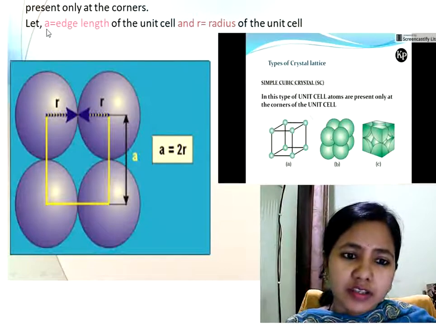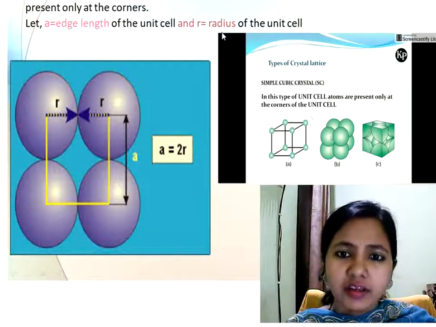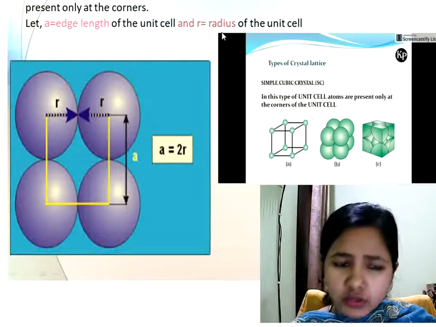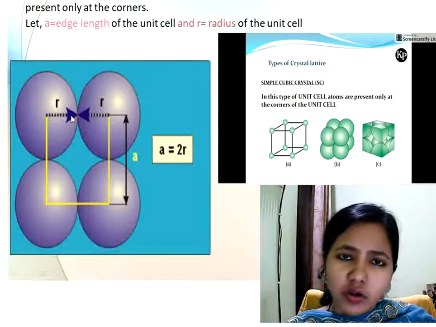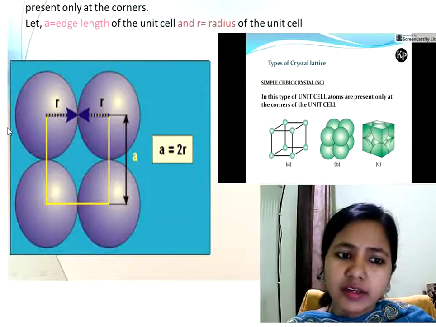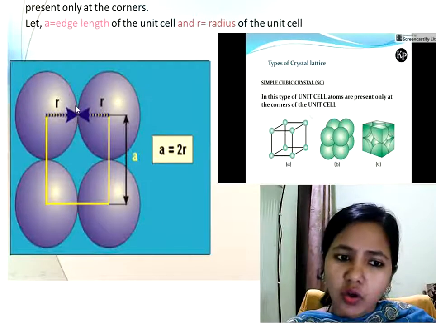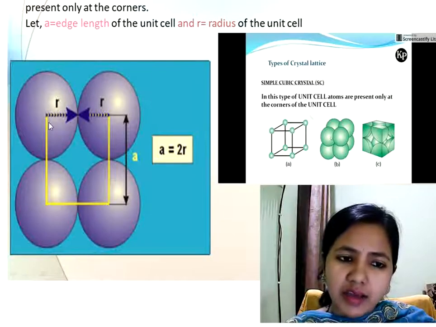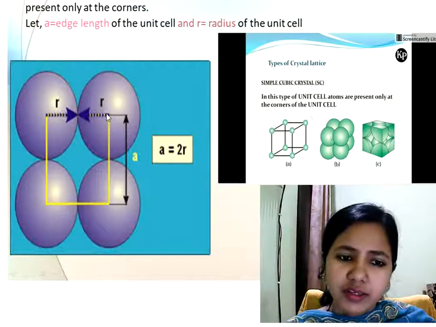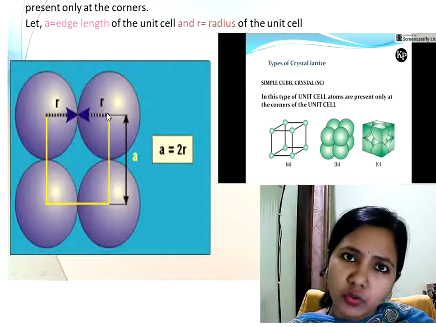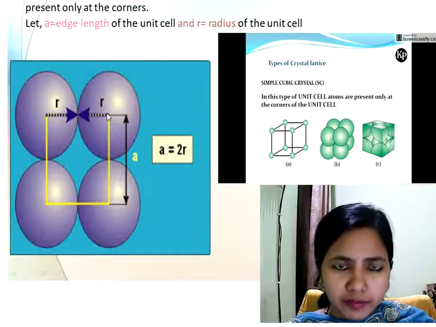Here a is called the edge length and r is the radius. What is the atomic radius here? Students, this small r is called the atomic radius of a unit cell. These atoms are taken as hard spheres which are in contact with each other, right? This is the first sphere and r is the atomic radius, and this is the second sphere and this small r is the atomic radius. You know what atomic radius is? It is the distance from the center of the nucleus to the outermost shell of an atom, right?